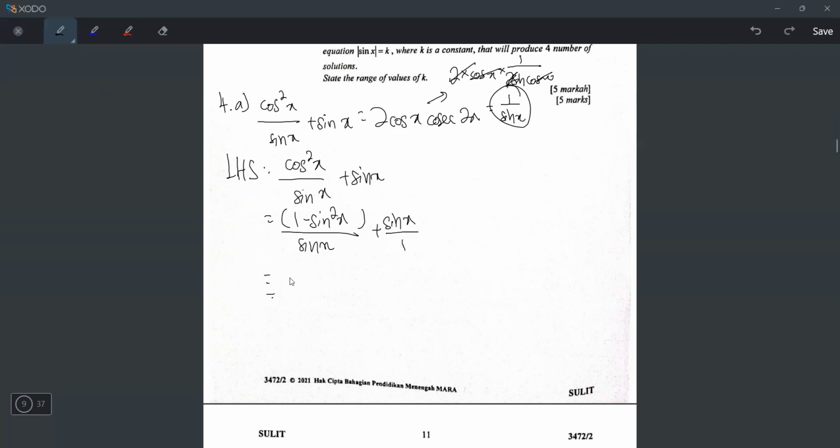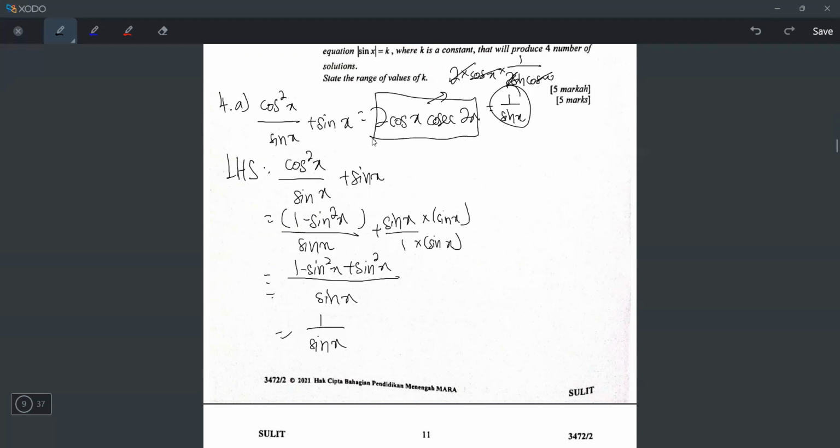Okay, sine x. But if there's nothing here, it's actually over 1. Okay, so you can change it into a single fraction. It means you will take this one times sine x, top also times sine x. And then you can combine these two into a single fraction. So the top will become 1 minus sine square x plus sine x times sine x is sine square x. And can you see minus sine square plus sine square is 0. So you just left with 1 over sine x. But you don't stop here because you have to change into this. Alright. So how to change into this? Times 2 lah. Times 2 bottom and top also times 2.